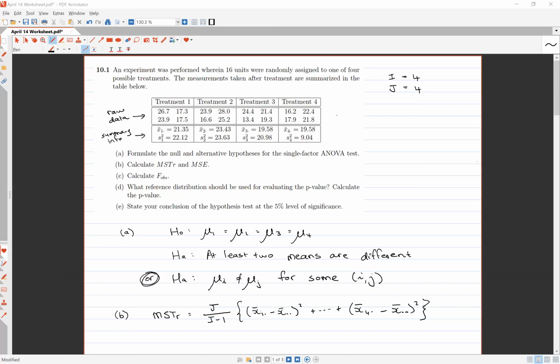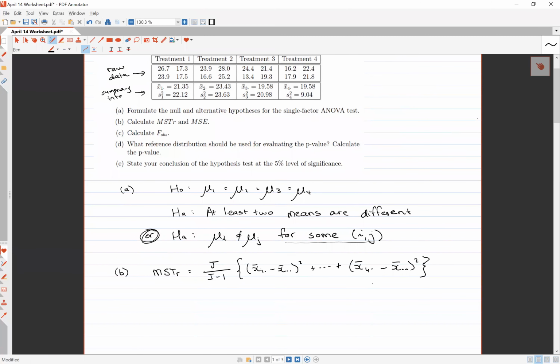And just a question here about the alternative. If you're writing it in mathematical terms, you do have to say for some i and j. That's how it will generally be formulated. So we have our mean square treatment formula here. We can plug in our specific values in this instance. So we know J is 4, I is also 4, so I minus 1 is 3.